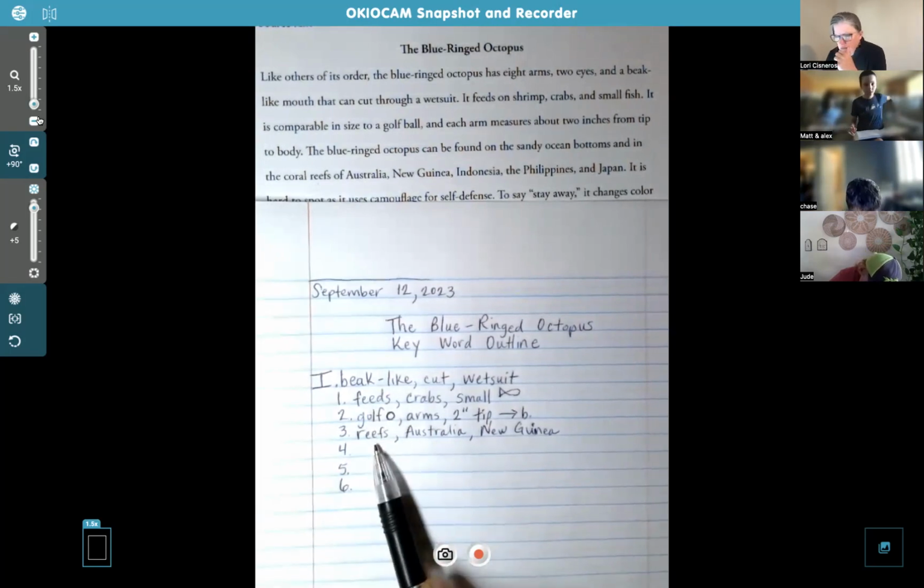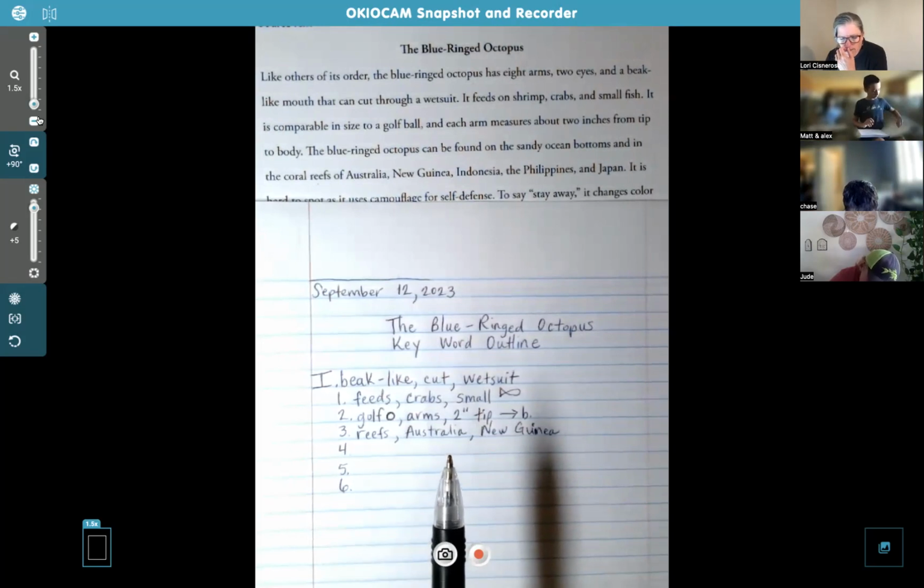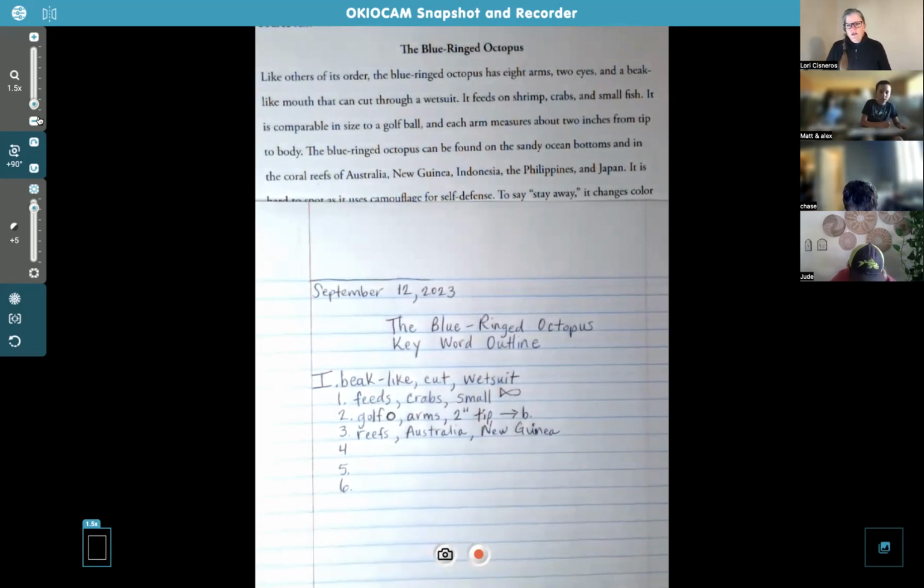I think reefs is important. You know, those are the things that grow under the water that are like an ecosystem under the water. And that's where these guys live. Okay, that's where they're found. It's like seaweed and coral and lots of things growing under the ocean. That's where these particular octopus live.